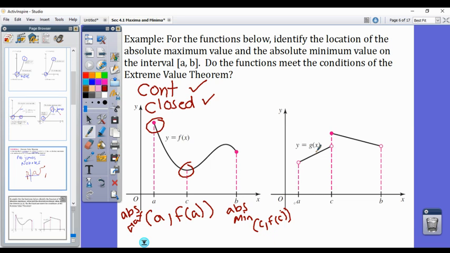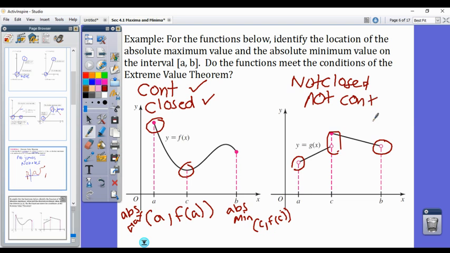Now if we look at the second picture here, it's not closed because I've got holes here, and it's also not continuous because I have this jump here, okay? So this does not follow the mean value theorem, okay? Not closed, not continuous. Okay, so this means I could possibly not have an absolute max and not have an absolute min.